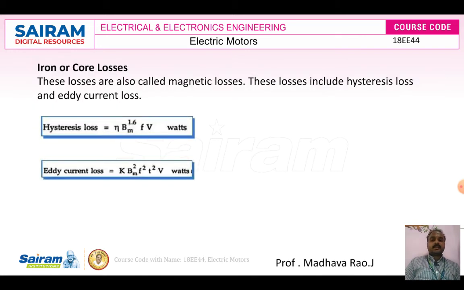Coming to the iron or core loss. The core is made up of iron, that's why you can call it an iron loss. These losses are classified into two types: hysteresis and eddy current losses. These losses occur due to the magnetic flux or magnetic field inside the machine. They depend on the magnetic flux density, frequency and voltage.